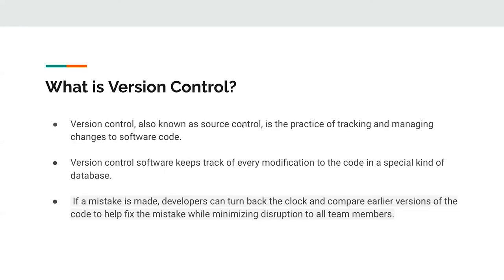So what is version control? As I just spoke about, the code is basically the crown jewel, or an asset, for a developer. And if the code is lost, it's a big problem. So what we want is more control over our code. Version control software keeps track of every modification to the code in a special kind of database. And as I mentioned earlier, if a mistake is made, developers can turn back the clock and compare earlier versions of the code to help fix mistakes and minimize the disruption.